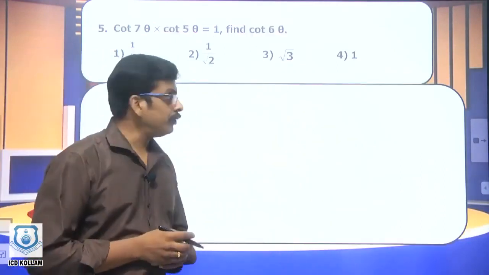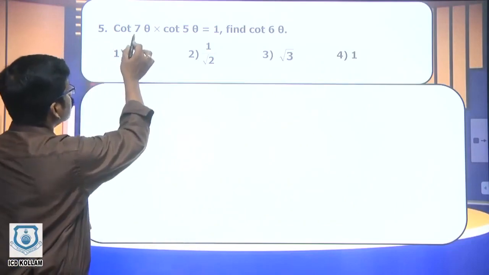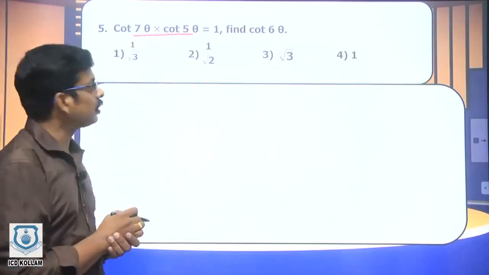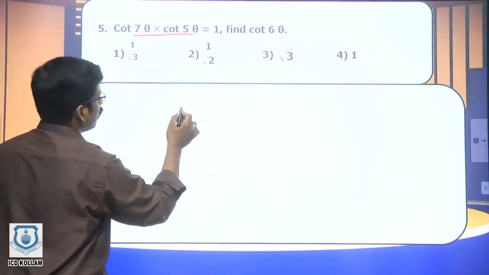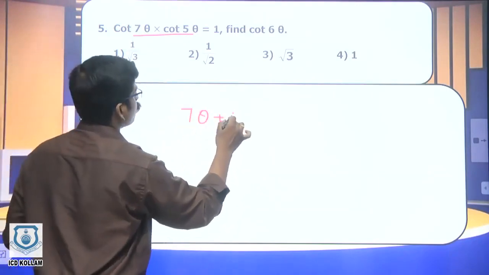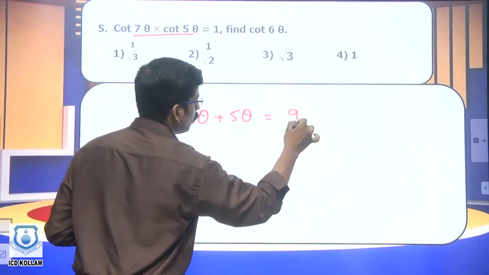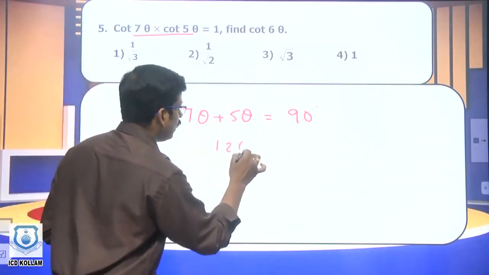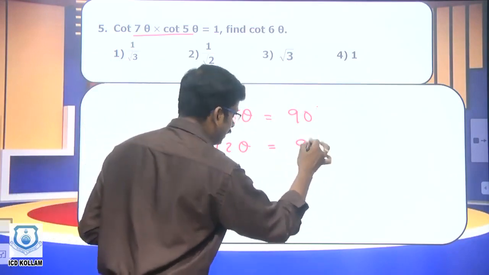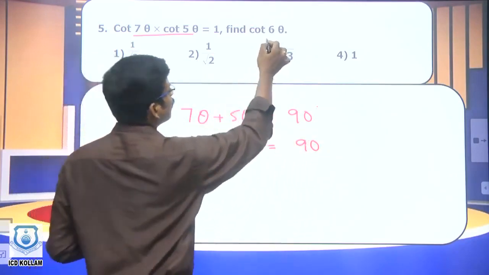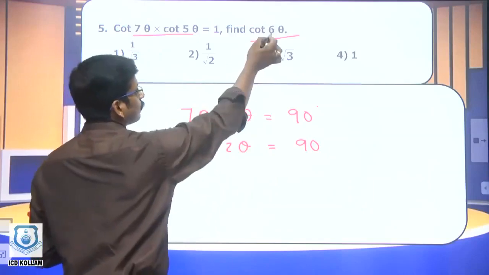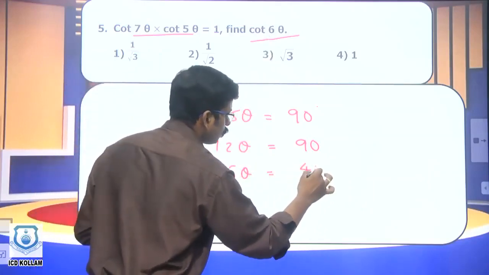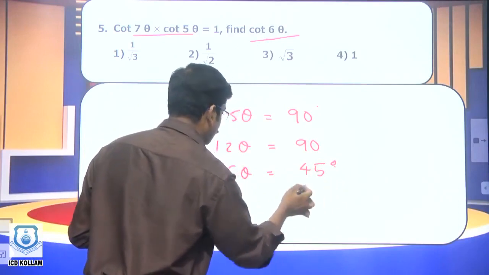Question number 5. Here cot 7 theta into cot 5 theta equals 1. In a similar way, 7 theta plus 5 theta will be equal to 90 degree. So we can say 12 theta equals 90 degree. You need to calculate cot 6 theta. So 6 theta means half of this number, which is equal to 45 degree.